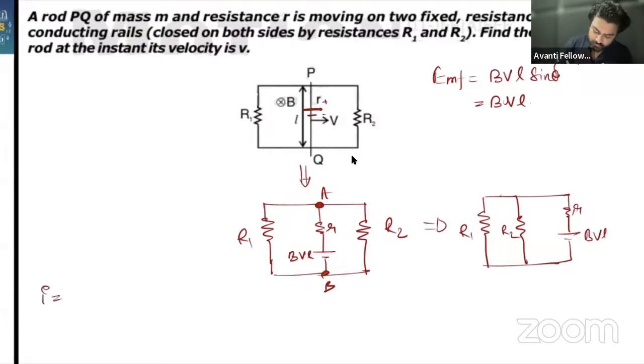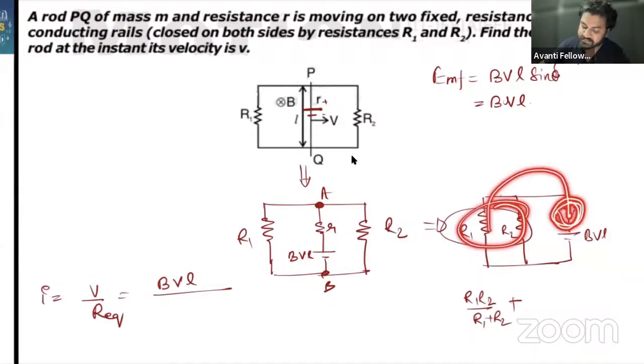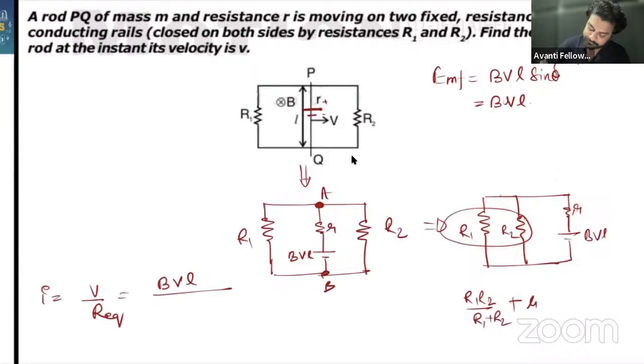Current is equal to voltage by equivalent resistance. So voltage is BVL by equivalent resistance. These both are in parallel, so it will be R1R2 upon R1 plus R2, plus the internal resistance, which is in series, so plus a small r. This is R equivalent. So R equivalent is R1R2 upon R1 plus R2 plus r. So this is the current.